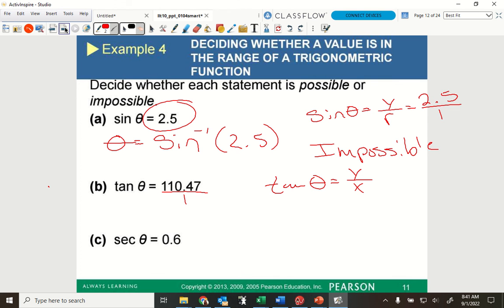Let's try possible. Is there another way to check your answer? Put it in the calculator. Or you can see if y, or anything, is greater than r. So let's put it in the calculator. Theta equals inverse tangent of 110.47 over 1, or if you just want to put it in like that, you can.